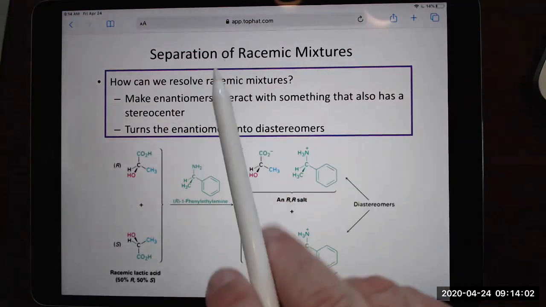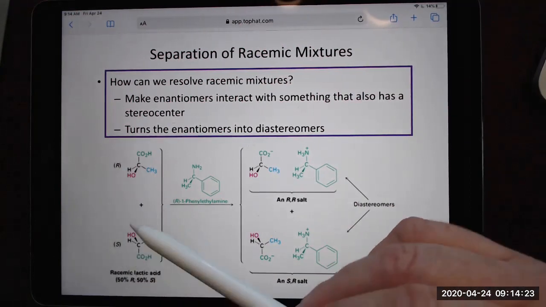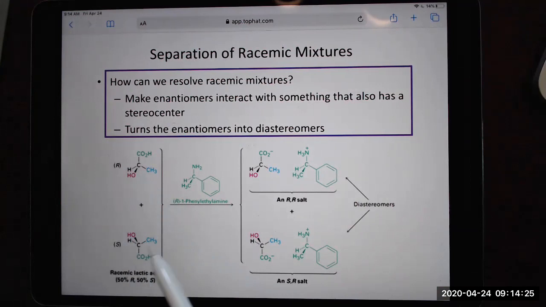Now, if you want to separate out racemic mixtures, the way you do that is you make them temporarily into diastereomers. Because remember, enantiomers have the same melting point, same boiling point, same solubility in water and alcohol and hexane and chloroform and whatever. And so you're not going to be able to separate them easily. So one of the tricks is to make them temporarily into diastereomers. So you add an extra bit onto the molecule that is only R.